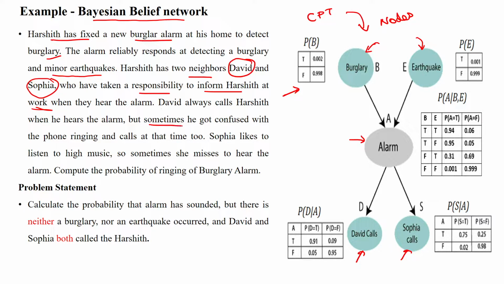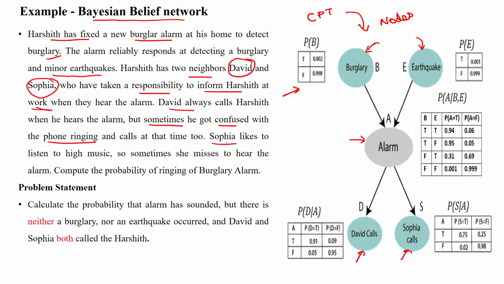But sometimes David gets confused with the phone ringing sound. That means David has a phone in his home, and the phone ringing sound and the alarm ringing sound are similar. So he will be confused about whether the alarm is ringing or the phone is ringing. That is one of the criteria for David.